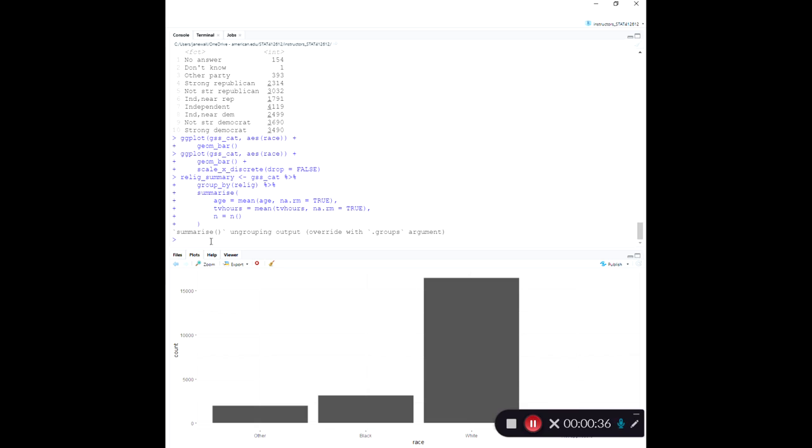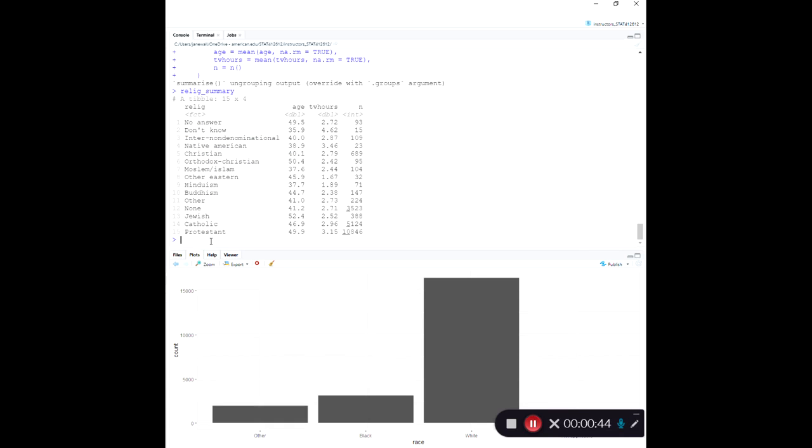So if we look at that, see what we have. Religion summary. You see this gives us a line for each of the religions, the mean age, the mean number of TV hours watched, and then the number in that category.